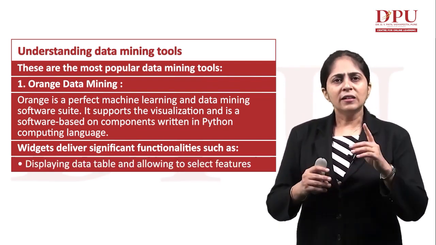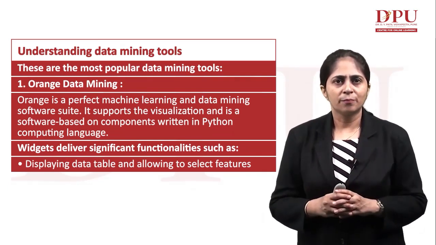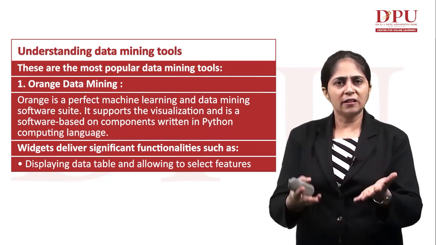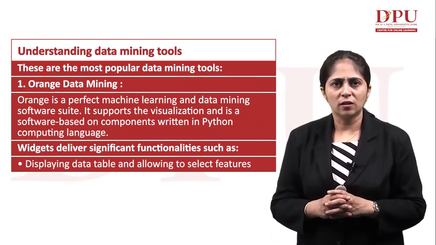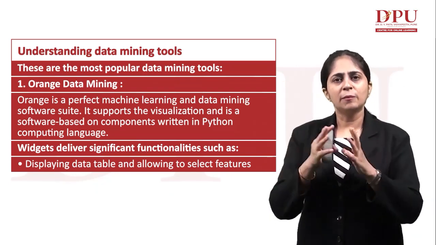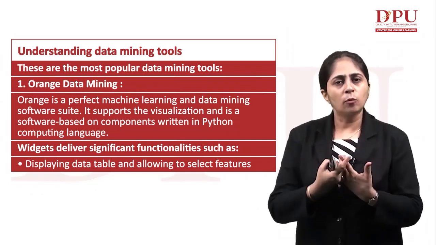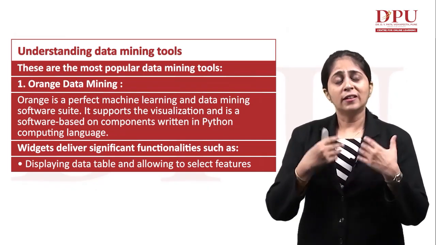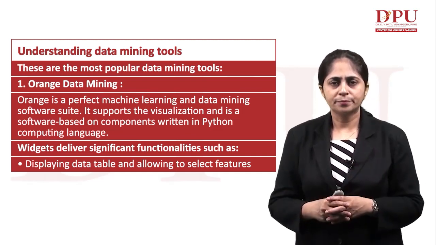First one, displaying the data table and allowing to select the features. We can display the data table and allow to select whatever feature we want. The whole data table can be organized and it will allow us to select the feature that we require for our data set or that we require to generate the outcome that we want.